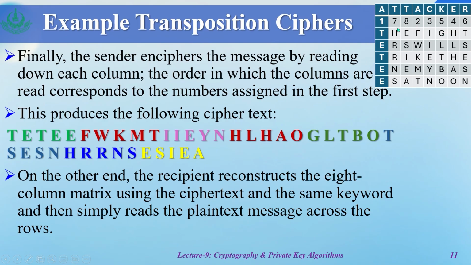Sixth is T, S, E, S, N. And seventh is H, R, R, N, S, which is written in blue color. And eighth position is E, S, I, E, A, which is written in yellow. On the other hand, the recipient reconstructs the 8-column matrix using the cipher text and the same keyword, and then simply reads the plain text message across the rows.